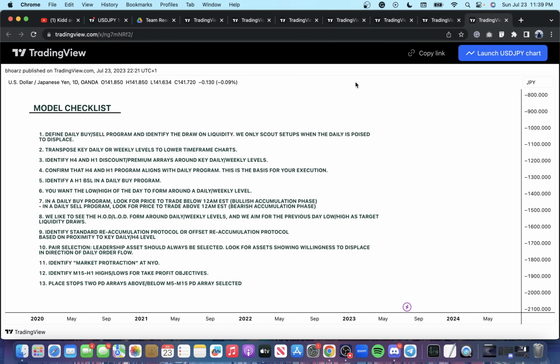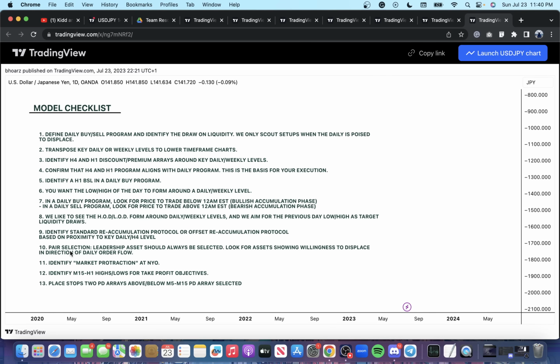And then number 10, your pair selection. Let's talk about pair selection real quick. If you're going to trade an asset, you want to trade the pair that's showing a willingness to displace in the direction of daily autoflow against a reference, meaning you're looking to trade a leadership. A lot of times, you guys will have the right bias with dollar. Let's use dollar for example.